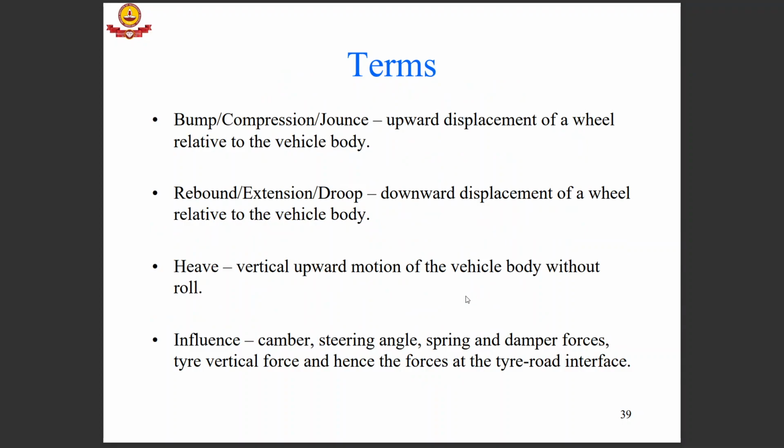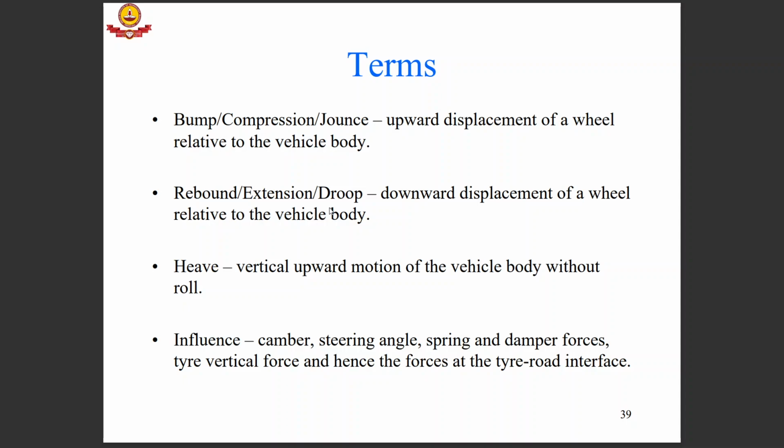Okay, these terms may be important in terms of the exam. First term is bump, or compression or jounce. It's an upward displacement of the wheel relative to the vehicle body. Second is rebound, extension or droop, which is downward displacement of the wheel relative to the vehicle body. So bump is something when you go over a speed breaker, and rebound is something which happens when you go over a pothole.